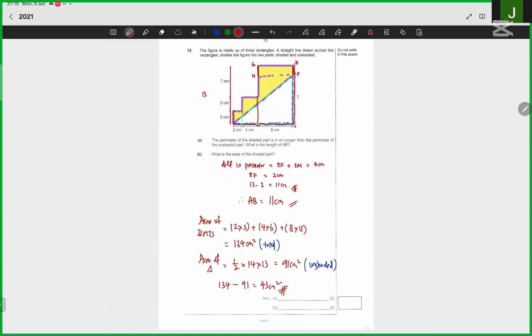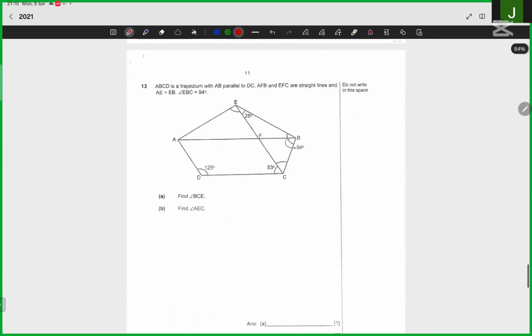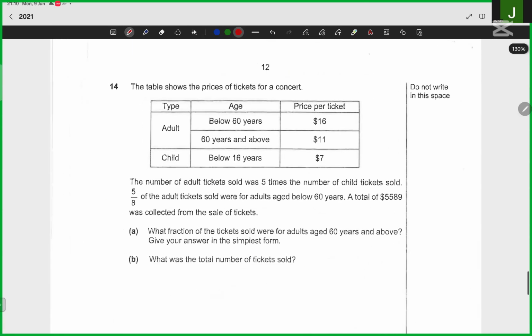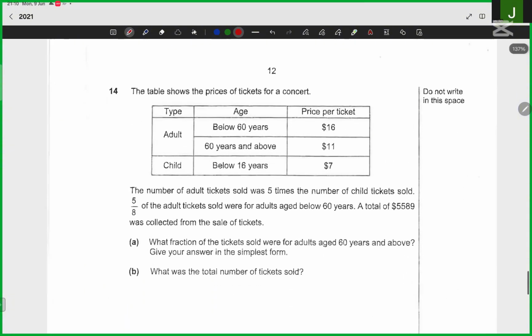Okay, and question 12 is a PSLE favorite. Every year something like this will appear. Okay, angles I don't want to go through. Okay, question 14.